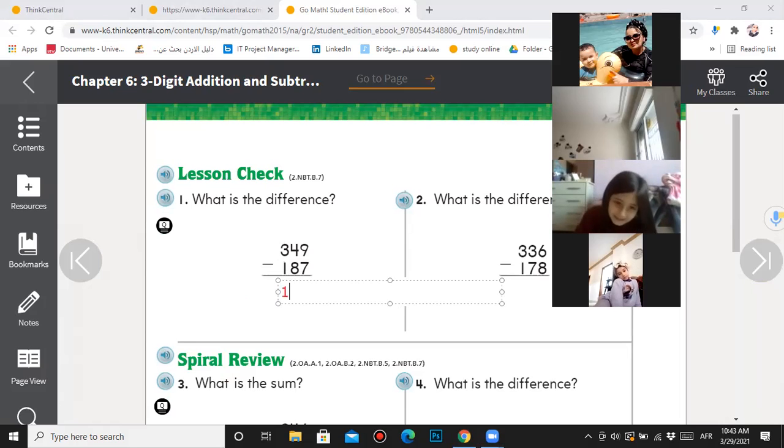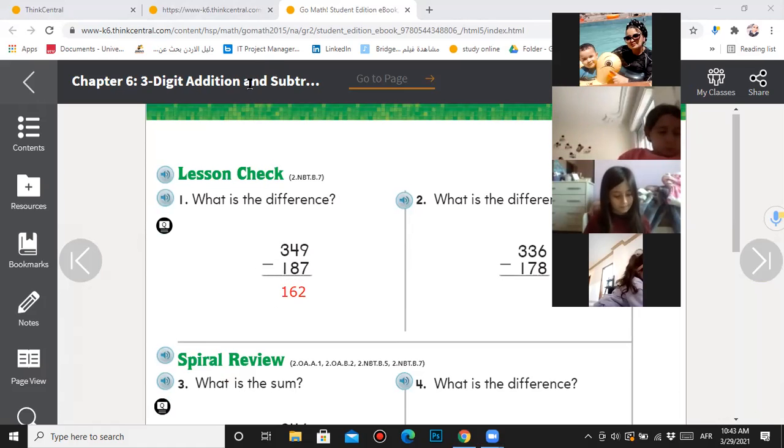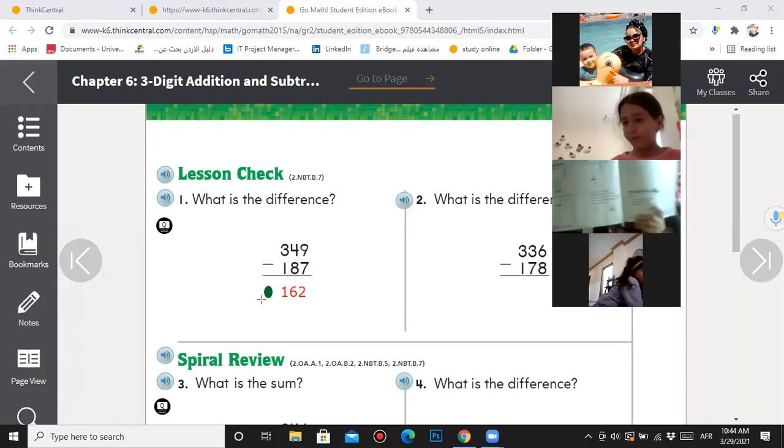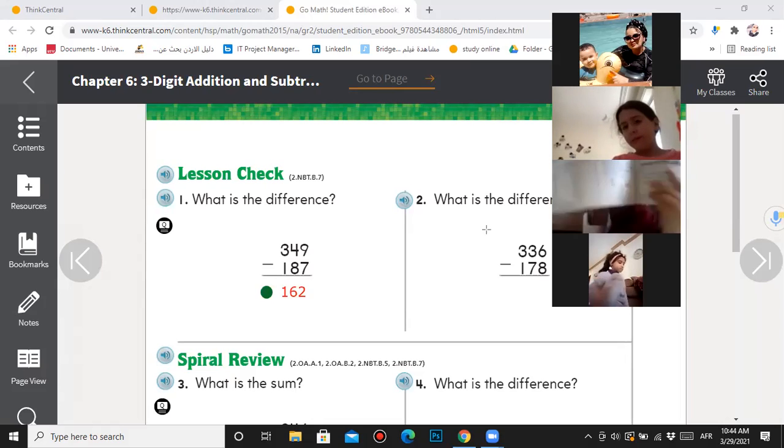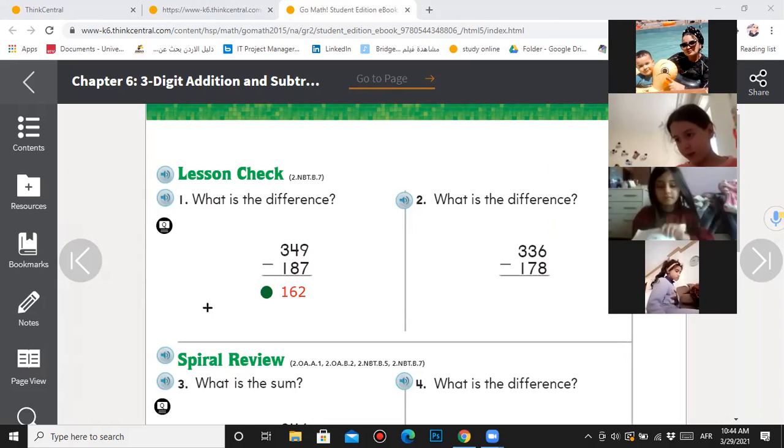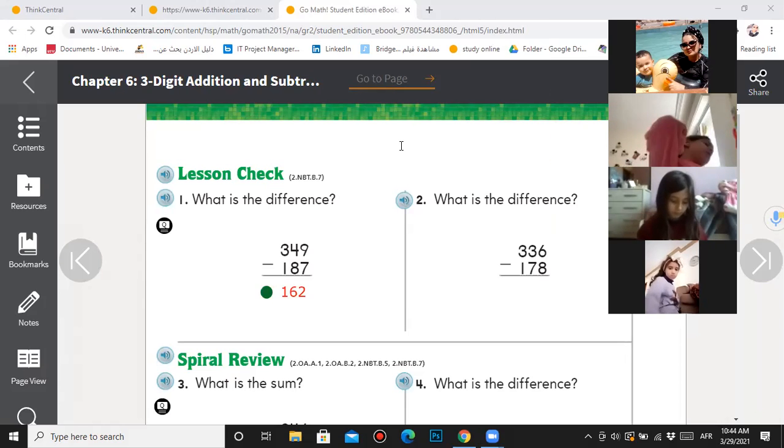100? Yes. 60? Yes. 2. Okay, great job. 162. Guys, circle 162. Yalla, yalla, yalla. Circle it. Choose 162. Yes, 162, guys. We are at page 150. Next page.